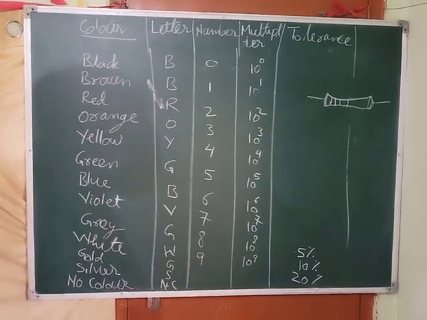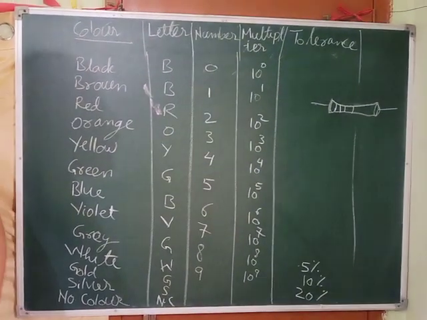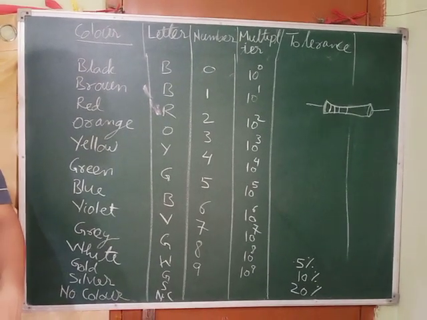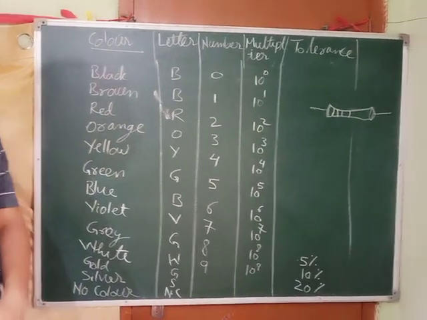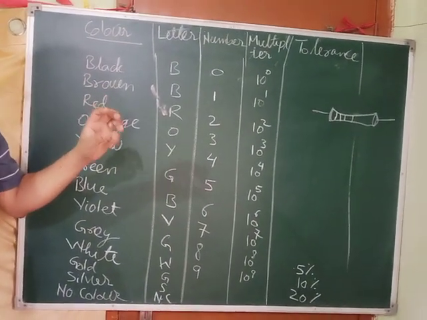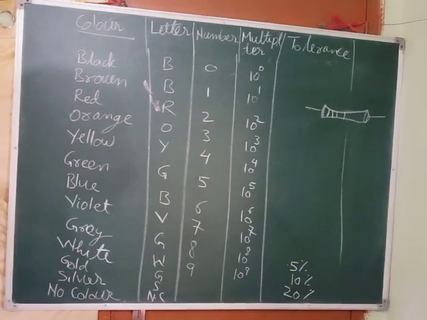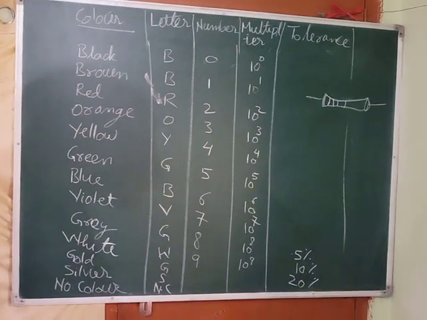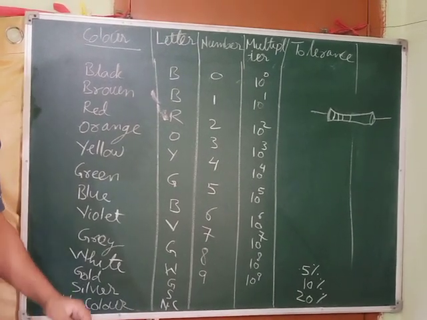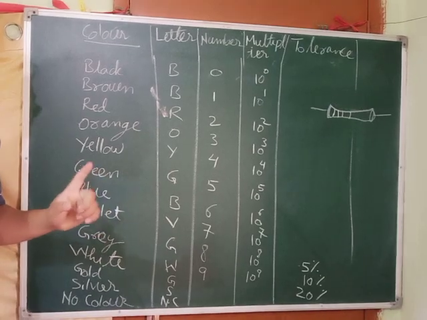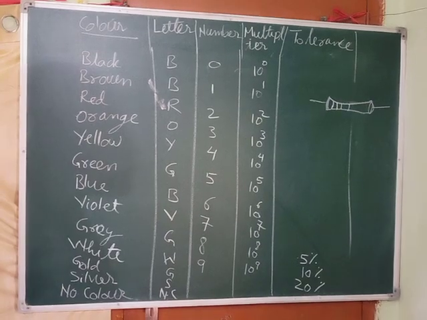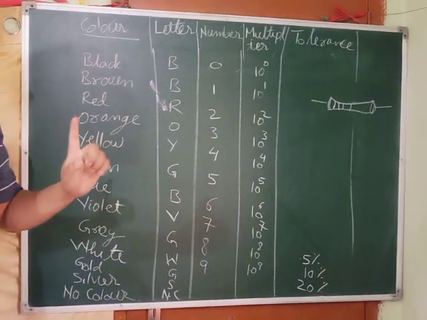Now start writing. Write the first point. Carbon resistor has 4 colored rings. Full stop. The first ring represents the first digit.